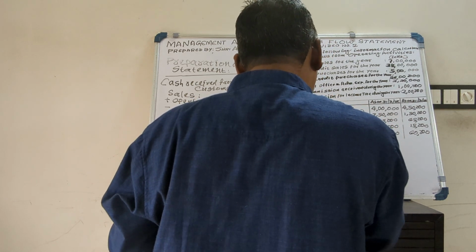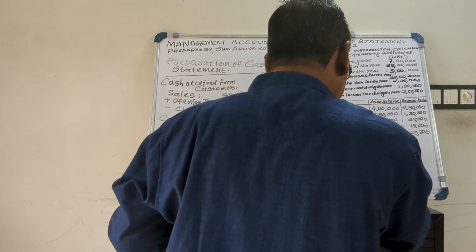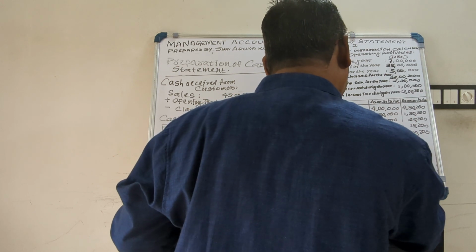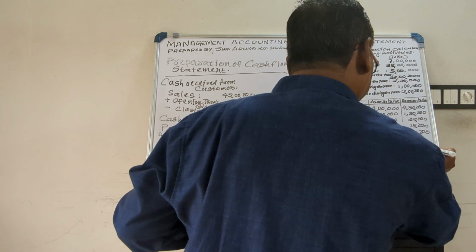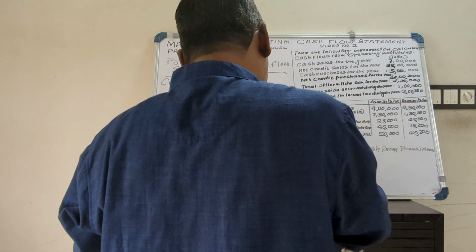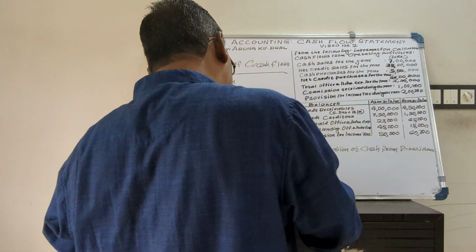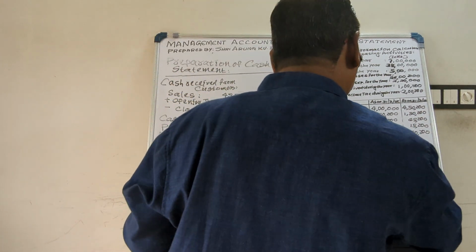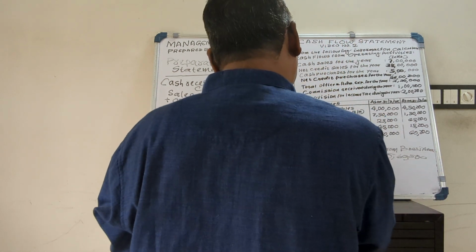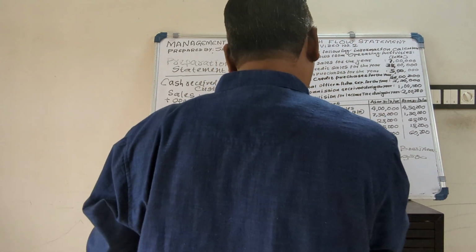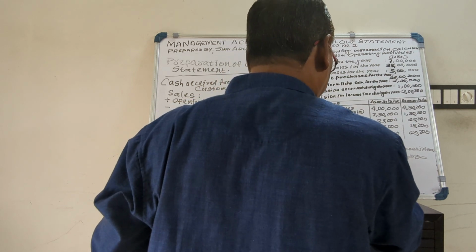Then this is generation of cash from business. How much is this? It is 5,60,000. So 5,60,000 is the generation of cash from the business. On that we have to pay less tax. Cash paid towards tax.